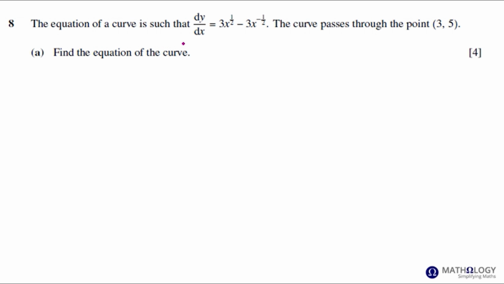Question 8. The equation of a curve is such that dy/dx equals 3x to the half minus 3x to the minus a half. The curve passes through the point (3, 5). We're required to find the equation of the curve. Okay, so we are given the gradient function of a curve.